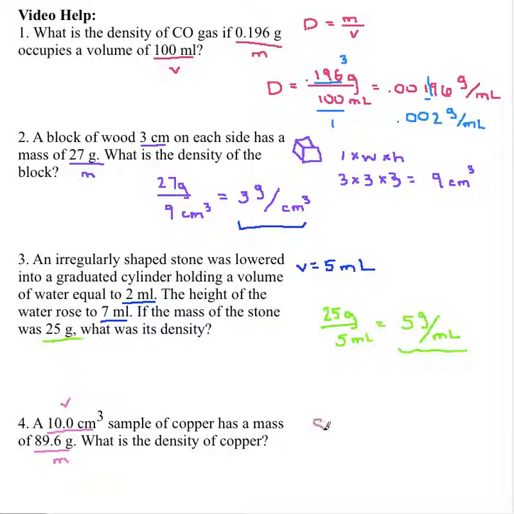So it's going to be 89.6 divided by 10.0. And so what you'll get is 8.96. Now, sig fig wise, 8.96 is going to be grams over centimeters cubed. Okay. Sig fig wise, 89.6 has 3 sig figs. 10.0 actually has 3, 1, 2, 3. And so this is perfect for my final answer.